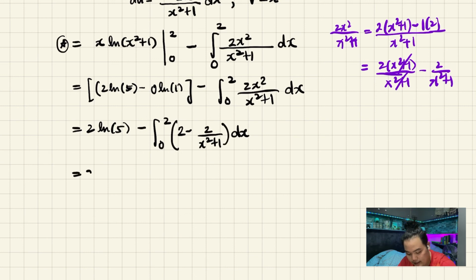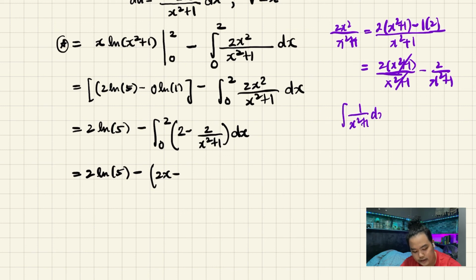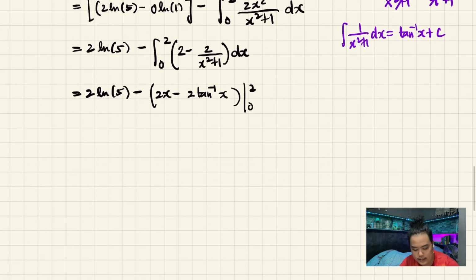At madali nang i-integrate yan. Kasi meron tayong mga formula dyan. Ang integral ni 2 with respect to x is 2x lang. Ang integral ng 1 over x squared plus 1 is tangent inverse x plus c. So, magiging twice ng tangent inverse lang yan. So, twice ng tangent inverse x. Tapos, ayan na, plug and play na lang.